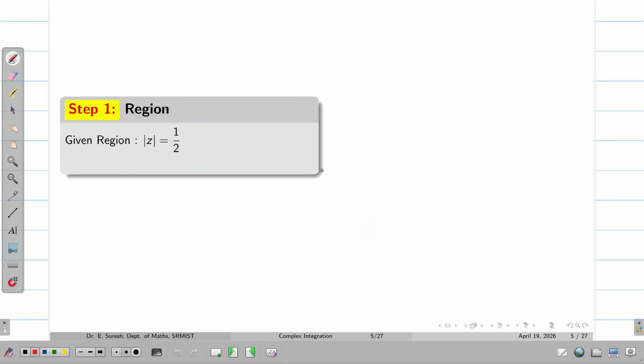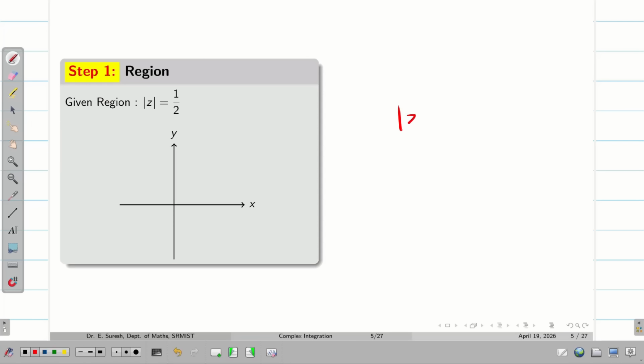As usual, step 1, we have to draw the figure. Mod z equal to 1 by 2. So my center is (0, 0). Radius is 1 by 2, that is 0.5. So this is my circle.